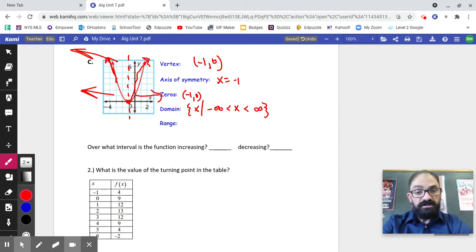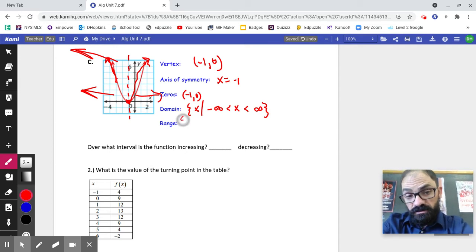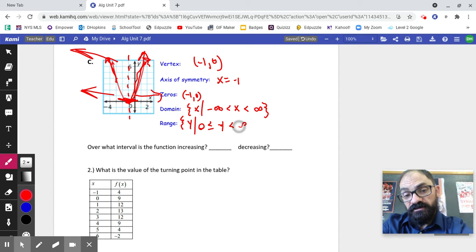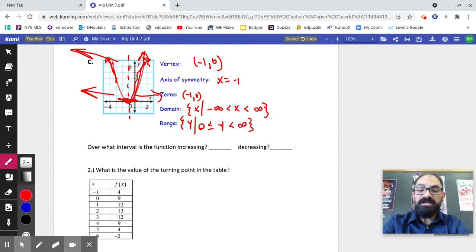And the range. The range is the y values, so all y such that, and it's the highest and lowest points. We always go from smallest to greatest, so let's talk about the lowest point. The lowest point is y equals 0, and it can equal 0 because it's touching the line. Y values are less than, well, we had arrows going up on this, so it's going to positive infinity. Y can never equal infinity, so that's why I'm only using less than signs.